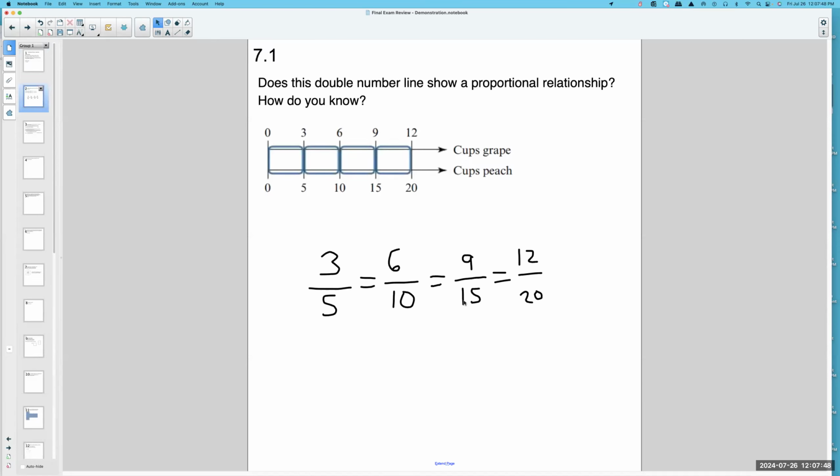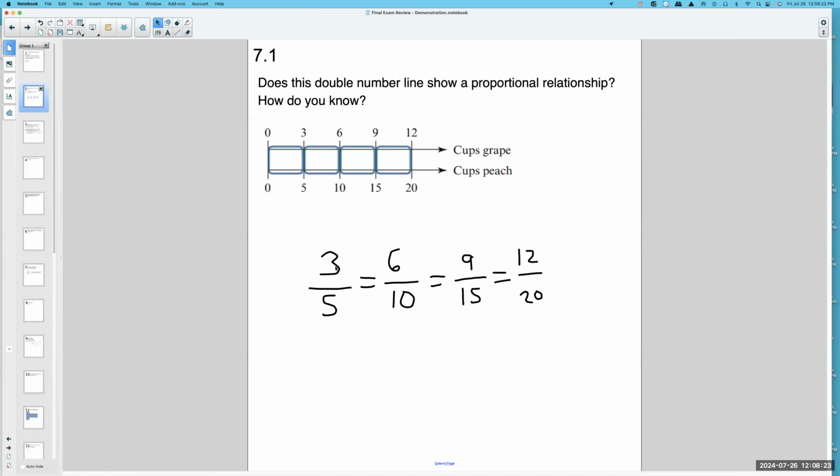I've already started showing the work on number 7.1 here, but does this double number line show a proportional relationship? How do you know? So there's the two parts here. When you're looking for a proportional relationship, look across the top, see that it goes up by the same number, 0, 3, 6, 9, 12. If it was 13, right off the bat, no, it should have been 12, that kind of thing. If you look at the bottom, 0, 5, 10, 15, 20, same thing. So yes, this is proportional because the ratios remain the same.